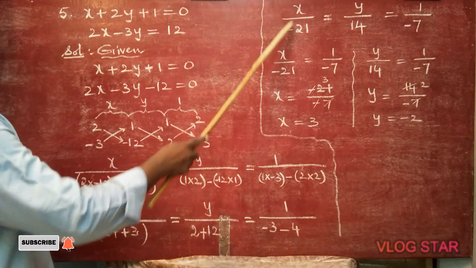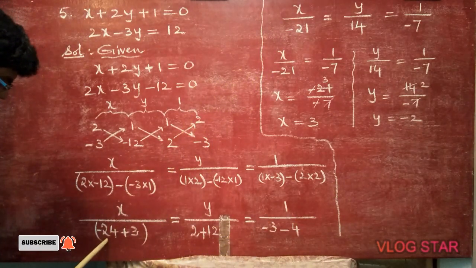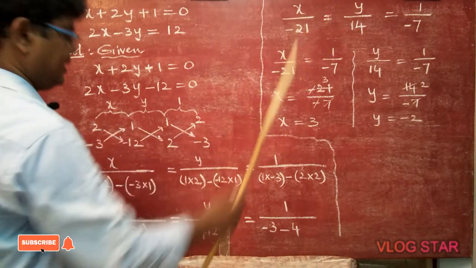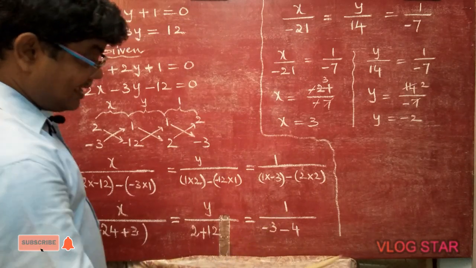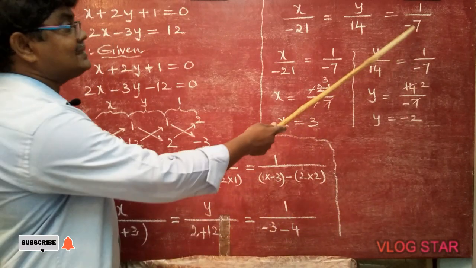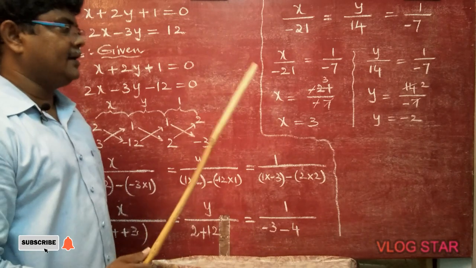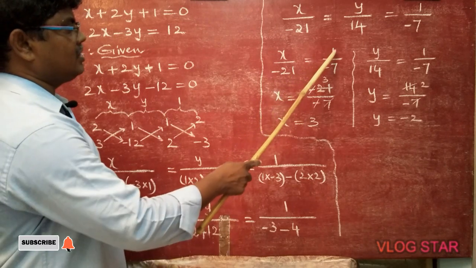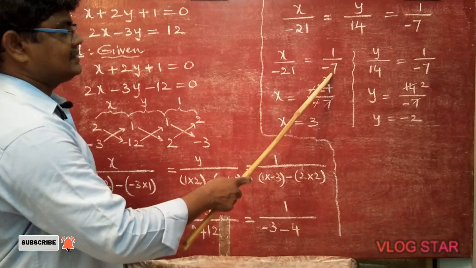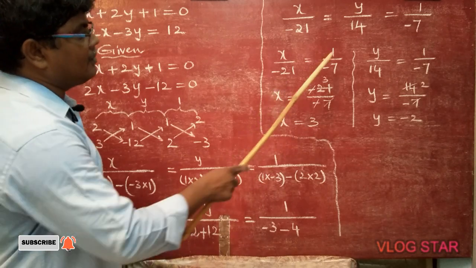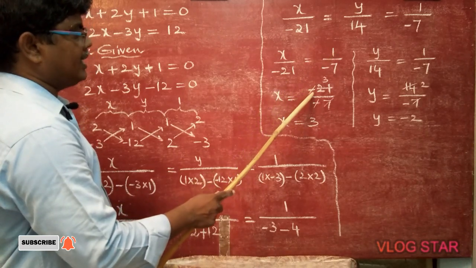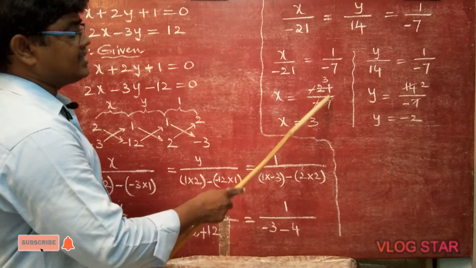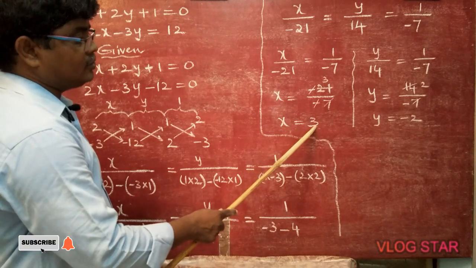Now simplify. x by minus 21. Minus 24 plus 3 is minus 21. y by 2 plus 12 is 14. And 1 by minus 3 minus 4, minus 7. Same signs we are going to add. Now we are going to find the value of x. x by minus 21 is equal, compare it with constant, 1 by minus 7. x is equal to, denominator goes to numerator. So minus 21 by minus 7. Minus minus get cancelled. 7 goes 3 times. So x is equal to 3.